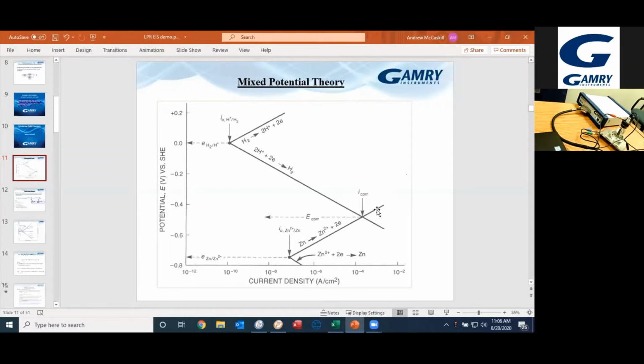I guess one other thing I should state is that this I-corr value is not zero, but both the cathodic and anodic currents for these reactions have to be equal to the same value. If not, you'd have an excess and a buildup of charge on the surface, and you can't have that. So both of those have to be proceeding at the same current.